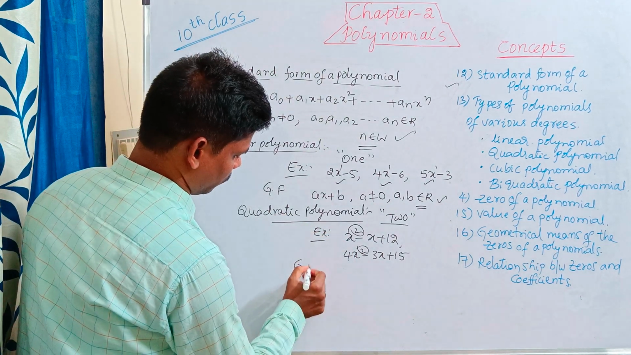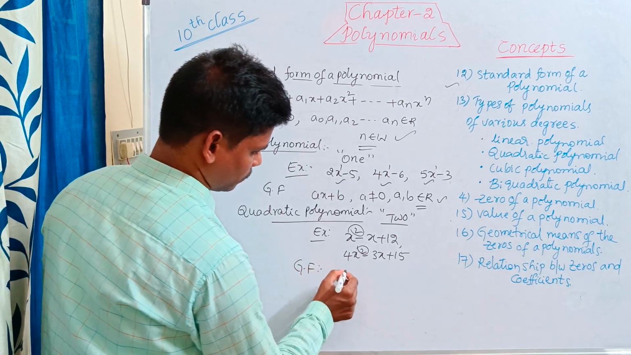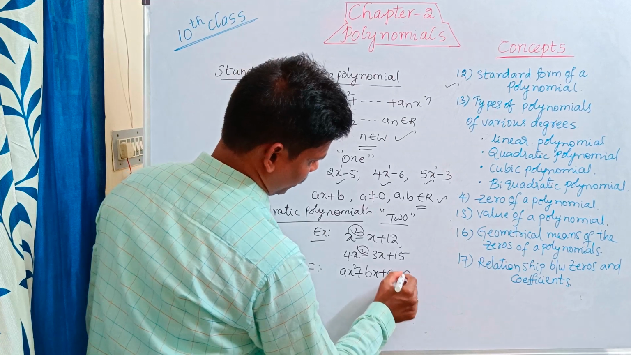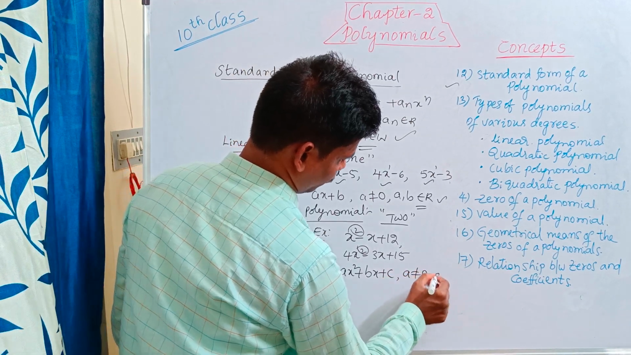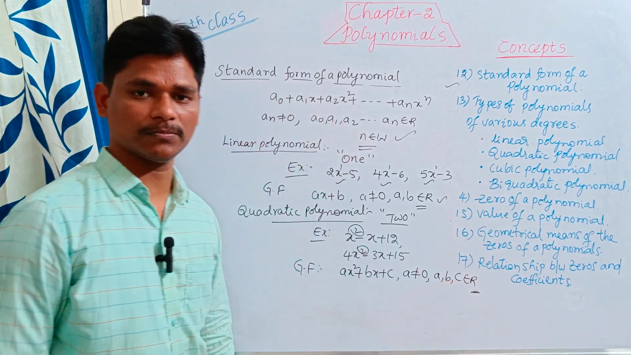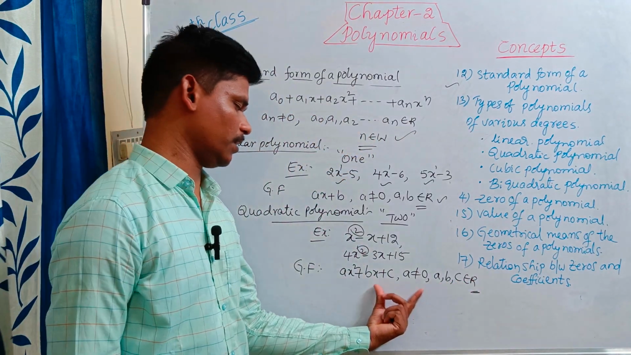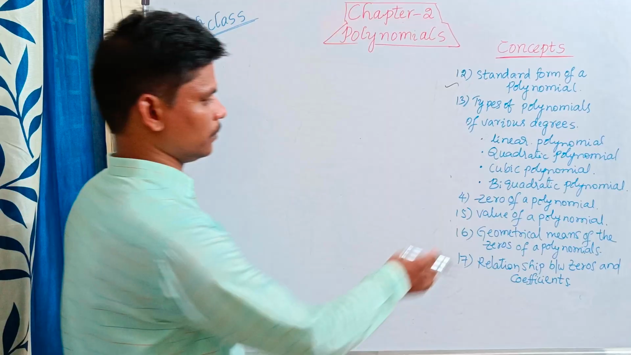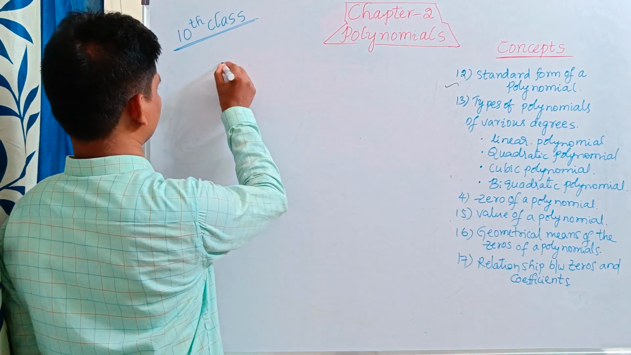The general form of a quadratic polynomial is ax square plus bx plus c. Here a is not equal to 0, and a, b, c belong to real numbers. So this is the general form of a quadratic polynomial. And next, cubic polynomial.